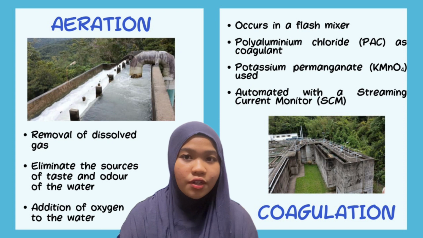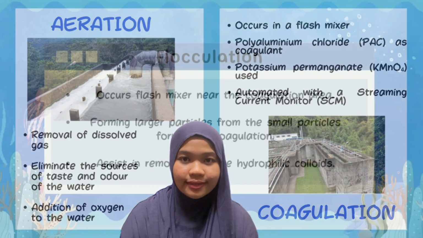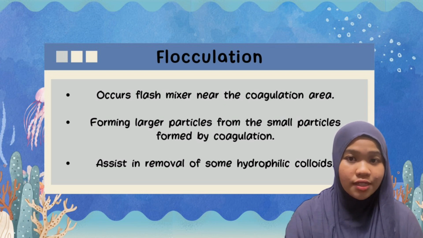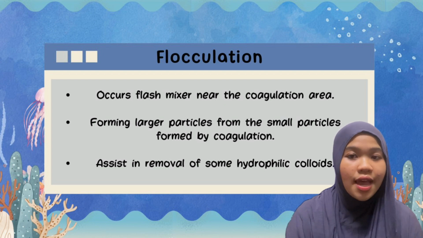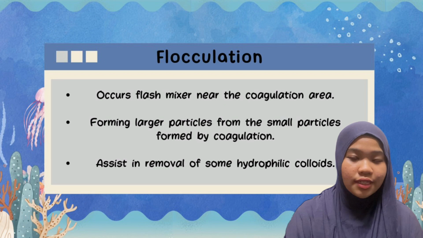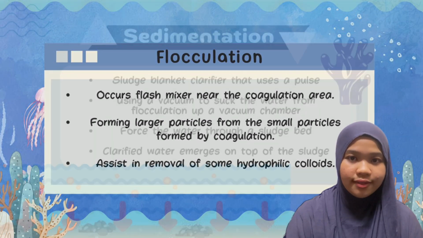However, the process of coagulant control in Moyok WTP is automated with a streaming current monitor (SCM), which is an online continuous sampling instrument. Next, Moyok WTP also used a flash mixer for flocculation near the coagulation area, a process that creates larger particles from smaller ones. This process helps remove some hydrophilic colloids. In most water treatment facilities, the ideal coagulant dosage is determined through a jar test and operator assessment. However, this method is time-consuming and inaccurate.